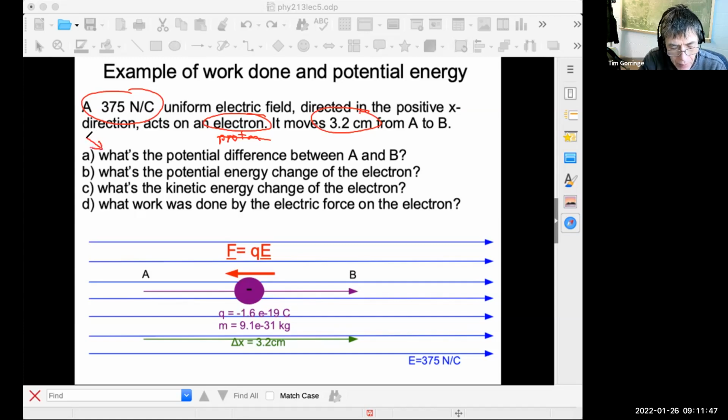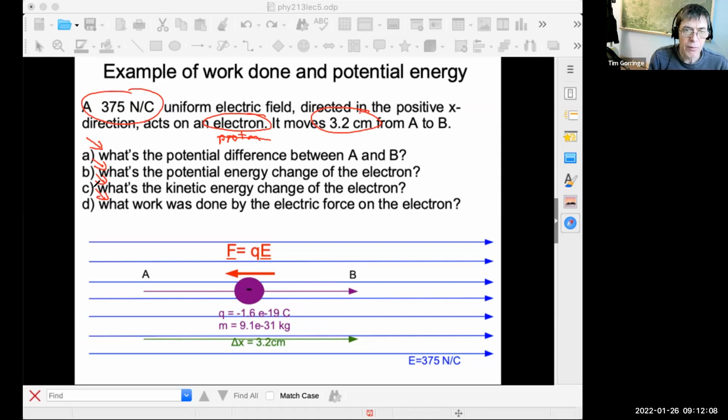What's the potential difference between the initial and final location? And then what's the change in potential energy of the electron, the change in kinetic energy of the electron, and what work was done on the electron by the electrical force? Those questions, they're all the same questions.